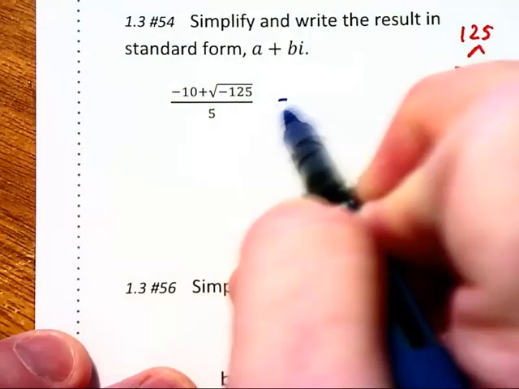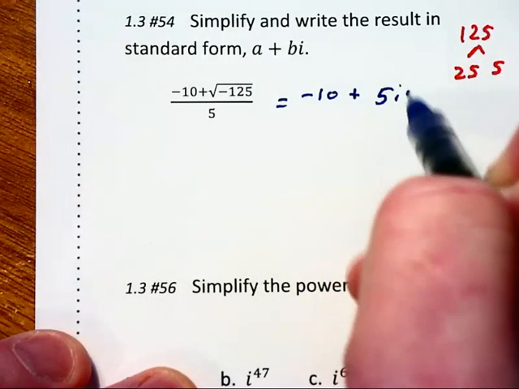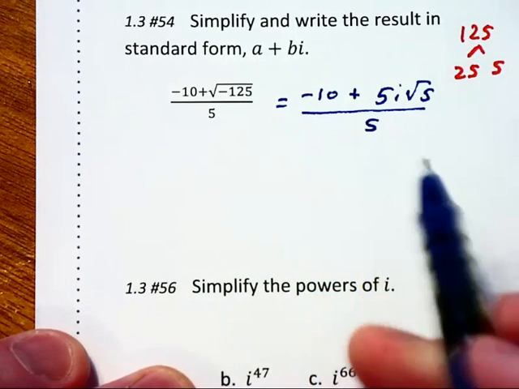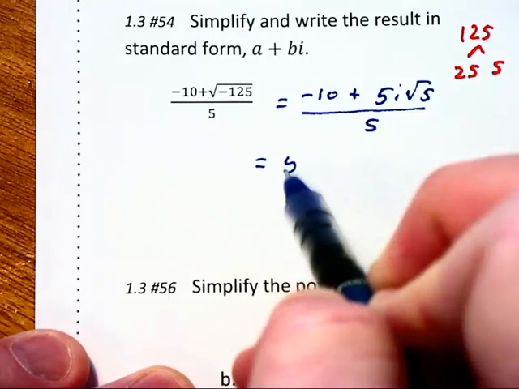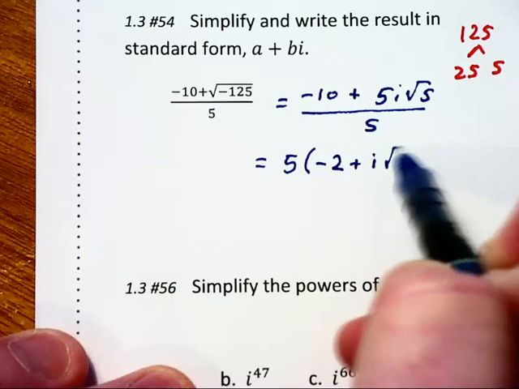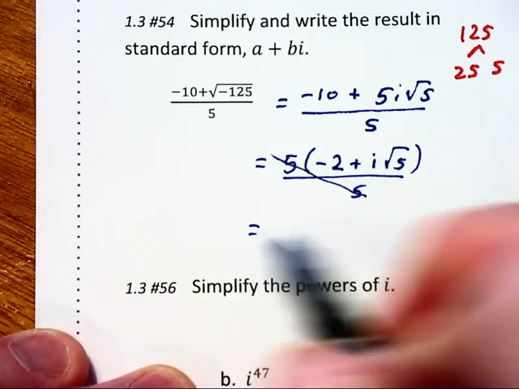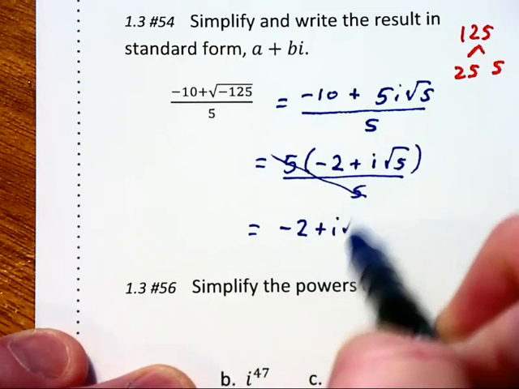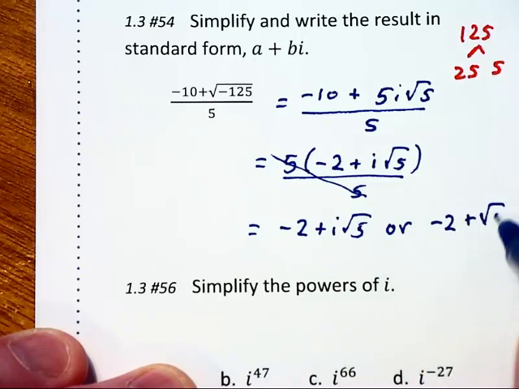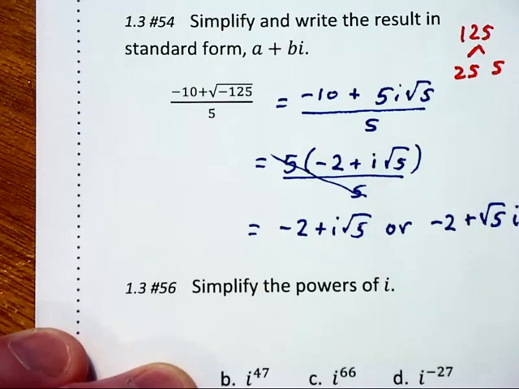We are going to have -10 plus 5i root 5 all over 5. Now be careful with your canceling, because we must factor first. Factor a 5 out of that numerator to get -2 plus i root 5 all over 5, and then we can cancel those 5's. So we will have -2 plus i root 5, or better yet, -2 plus root 5 i. We prefer to write these in a plus bi form whenever possible.